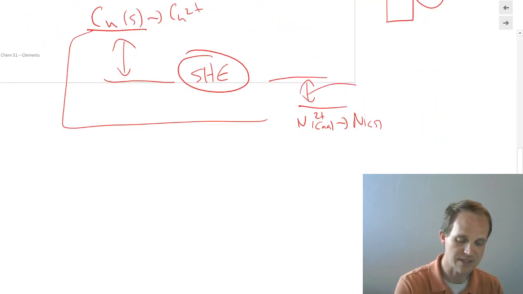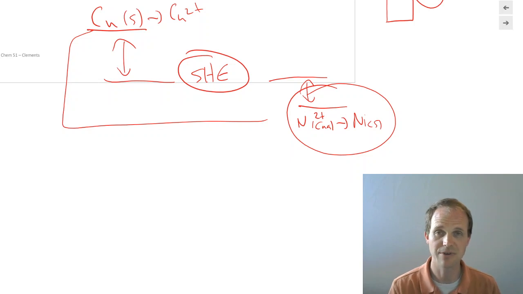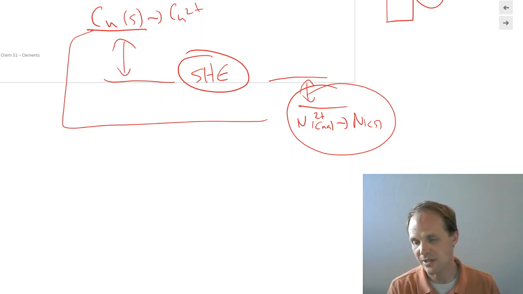We take nickel, we stick it on one side of the standard hydrogen electrode, and we put the standard hydrogen electrode on the other side, and we measure that potential. And by doing the correct math, we can now get the difference between copper and nickel. So you can kind of see where this is going. And that's a really useful thing.